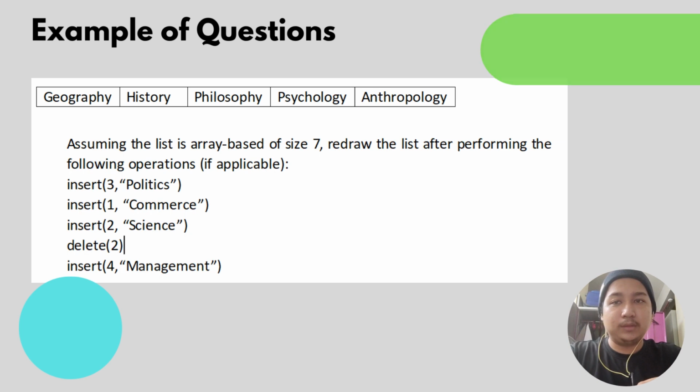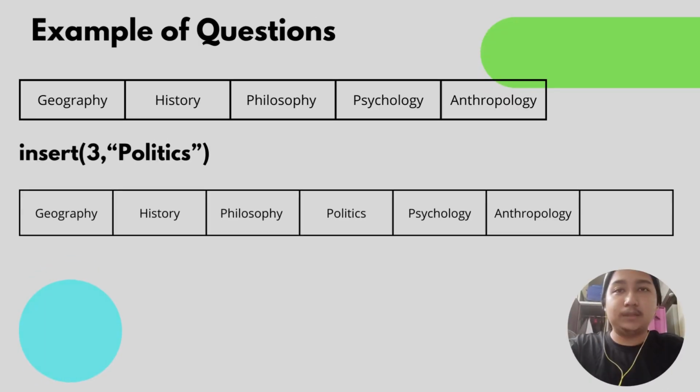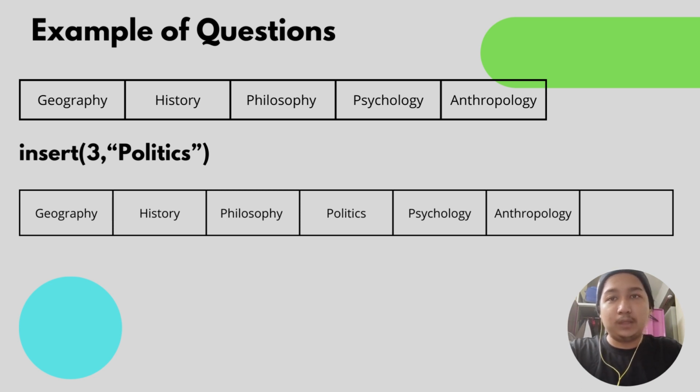So let's continue. The first operation is insert politics into 3. We can see that at address 3 is psychology, so we need to move psychology and anthropology one step ahead to make space for politics. After that it will be geography, history, philosophy, politics at address 3, psychology now at address 4, while anthropology at address 5.